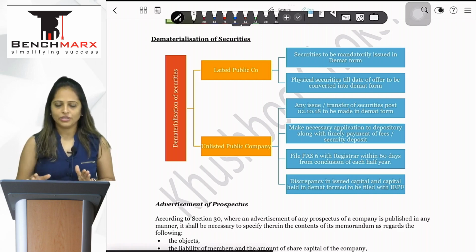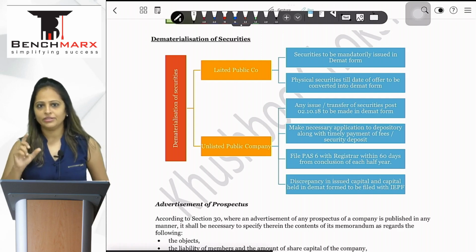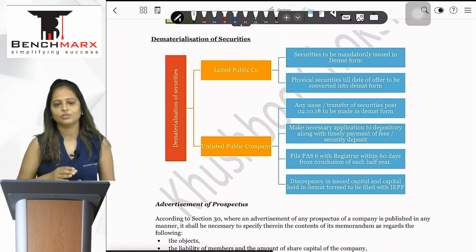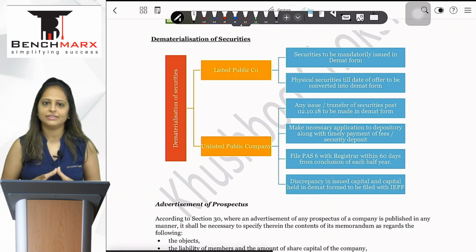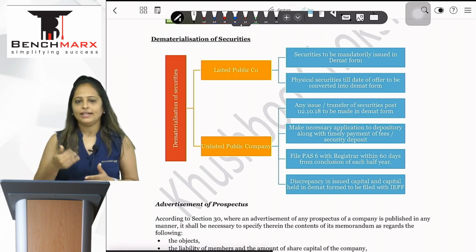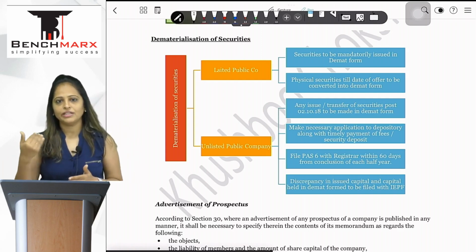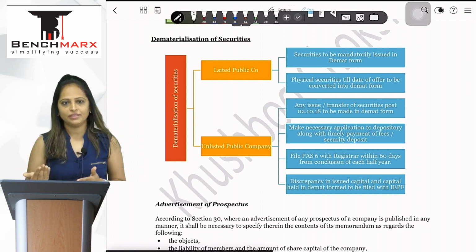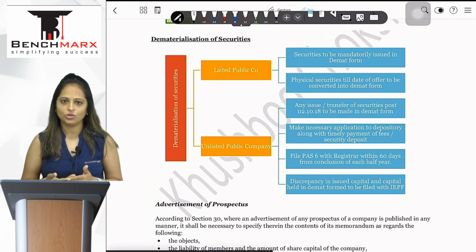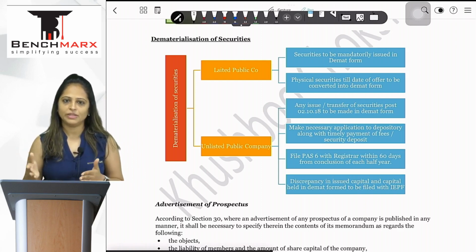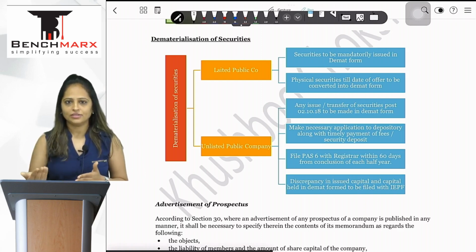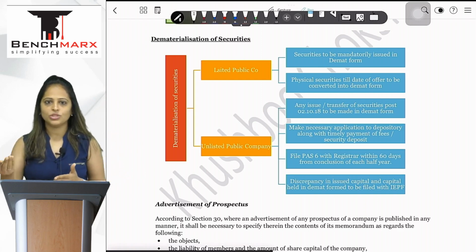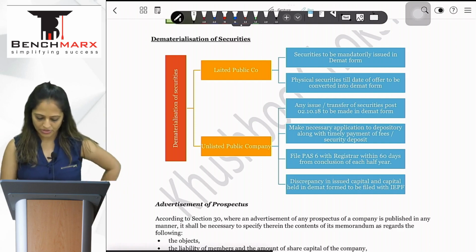Demat form securities are regulated by the depository. So the depository is the person who will keep a record of all the securities that are in the demat form. And as a company, it is my responsibility to ensure that I have paid the necessary fees and filed the necessary documentation with the depository who is maintaining my record, and that is the responsibility of the company whose shares are with the depository.